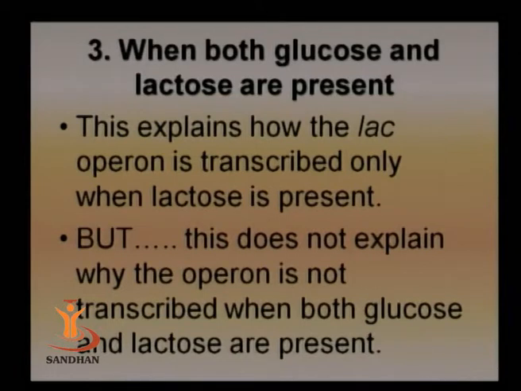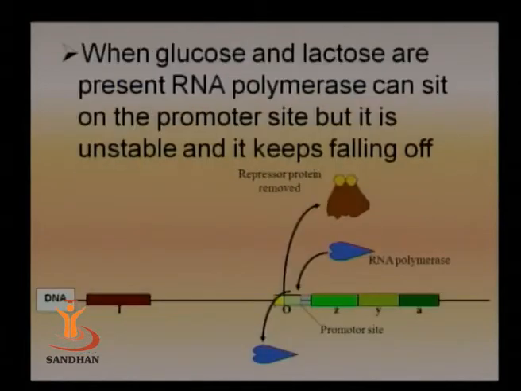When both glucose and lactose are present, then what happens? Now it's very natural that this explains how the Lac Operon transcribes only when lactose is present. But this does not explain why the operon is not transcribed when both glucose and lactose are present. Here we can see that when glucose and lactose are present, the RNA polymerase can sit on the promoter site, but it remains unstable and so it keeps on falling. So the process cannot proceed and it gets stopped.